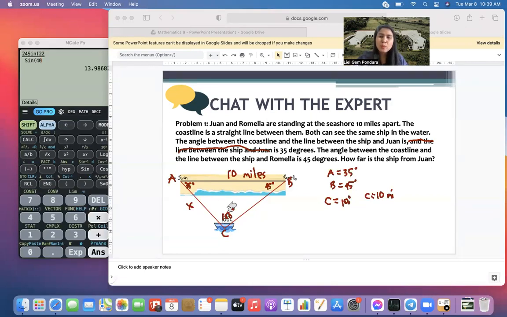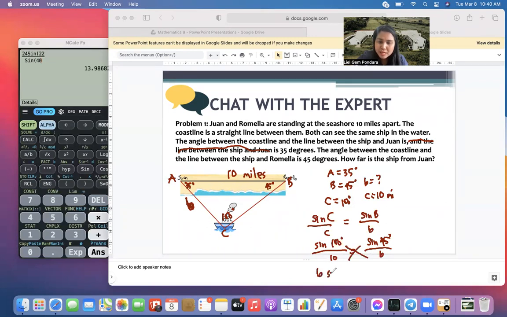Now, what side are we looking for? Side B. So if you don't want to get confused, you could just name it B. Let B be the distance from Juan to the ship. So we're looking for side B. You write the complete set, equals the one with a B, sine B over B. I keep on writing; you need to start solving. Sine 45 over B. Cross multiply. We have B sine 100 equals 10 sine 45. Divide both sides by sine 100. What is the answer for B?